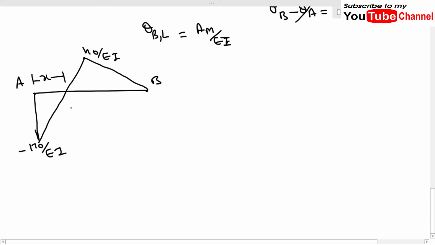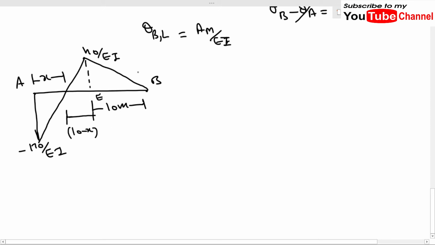Okay, we don't know this value, and the total length of the beam from A to B is 20 meters. So this is our 10 meter. So what will be this remaining length? This length will be 10 minus x, and we have called this point E.